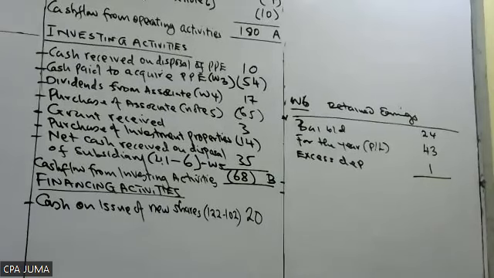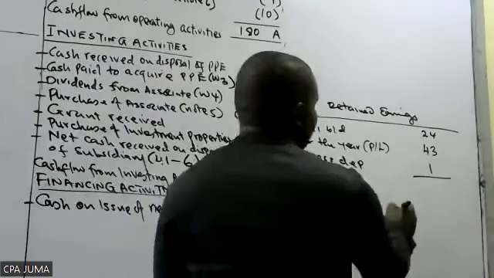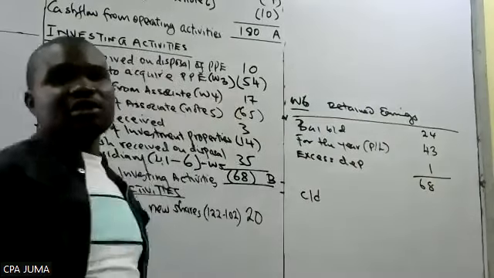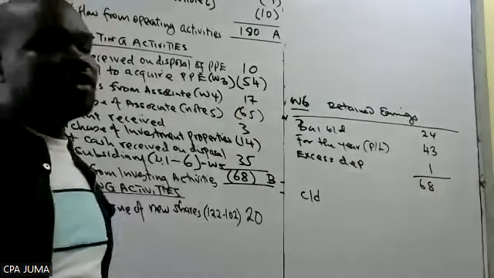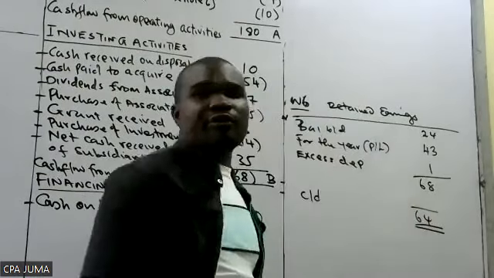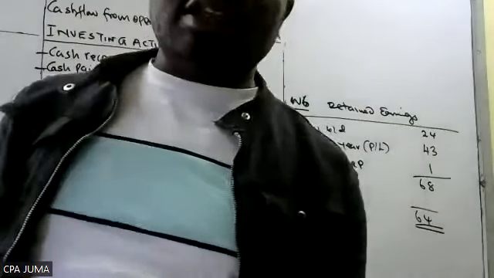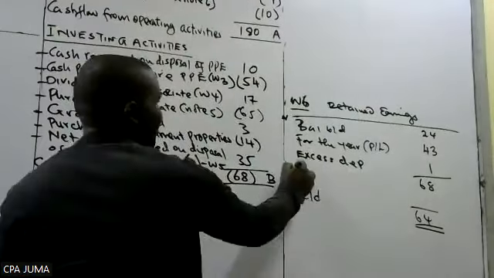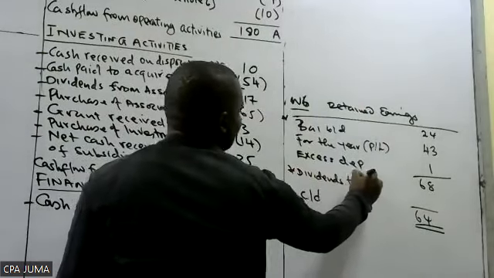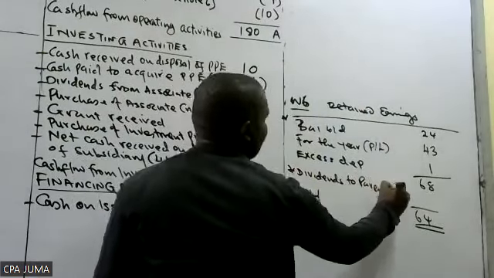Have that total 68. Nancy, how much is the closing? Closing profits? 64. So the decrease in profit without communication is dividends. So the balancing figure, dividends to parents. How much? 4.